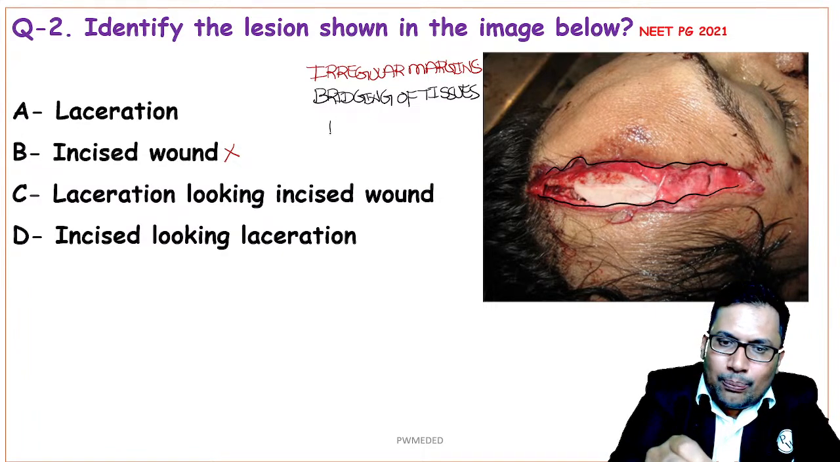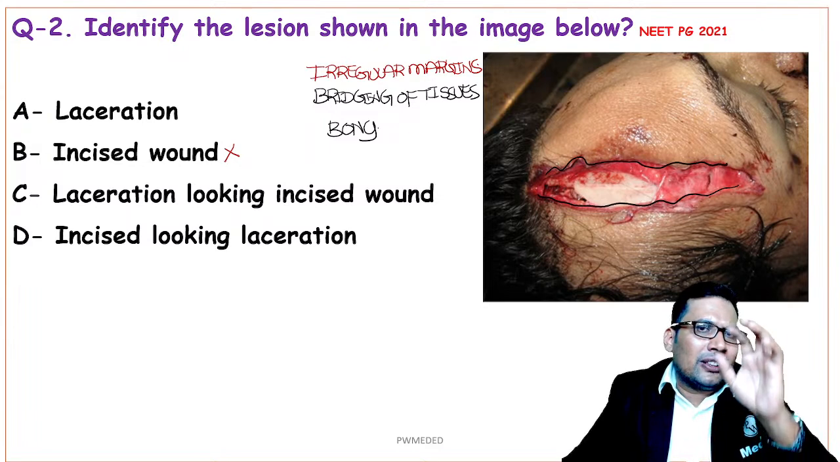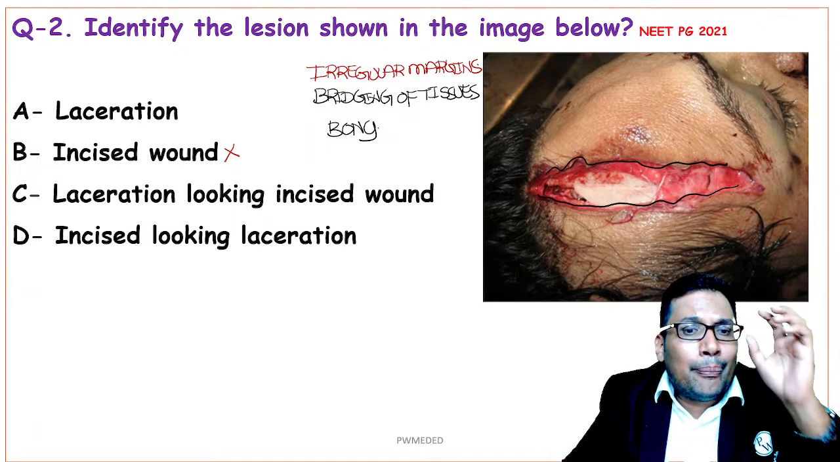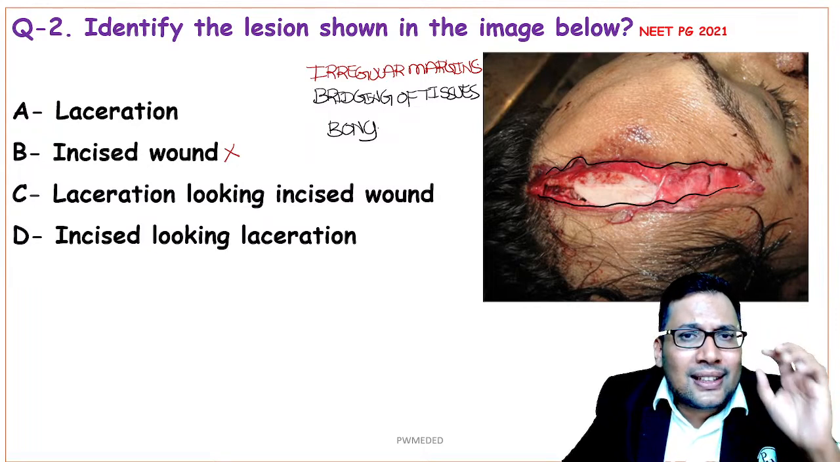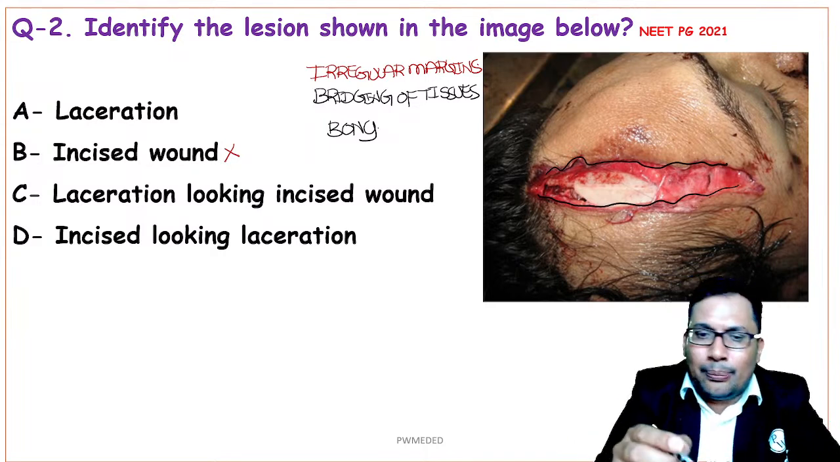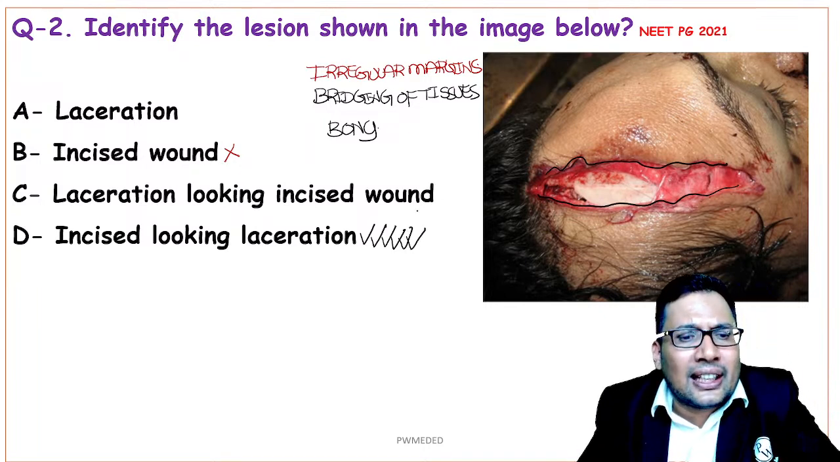And it appears at the bony prominences. So I think you got the answer, all of you. The laceration which appears on the bony prominences, irregular margin, bridging of the tissues. What is the answer, all of you? Your answer should be that it is an incised looking laceration.